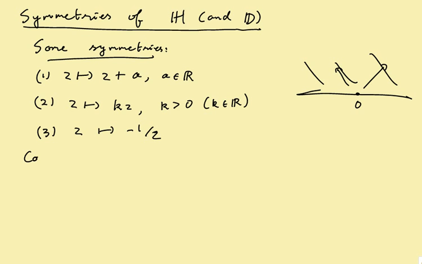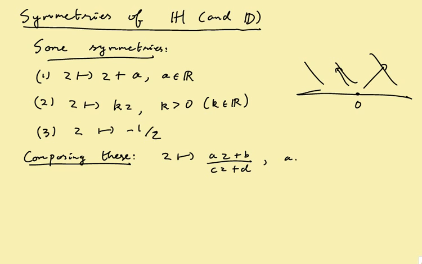And so composing these, if you look at compositions of these for various a's, k's, etc., you get exactly things of the form z goes to (az plus b) over (cz plus d), with a, b, c, d real numbers. Okay, and the determinant ad minus bc, I shouldn't put mod here, simply ad minus bc.